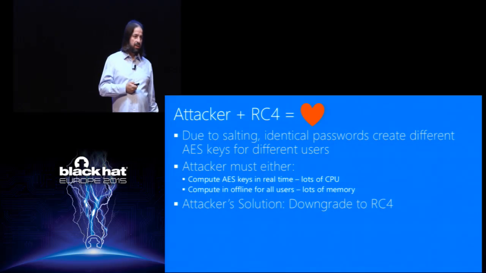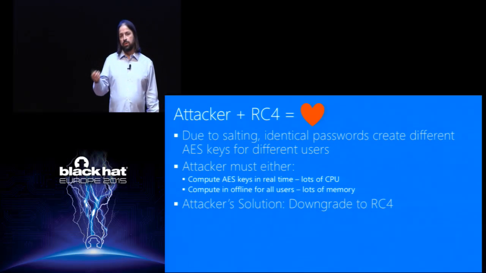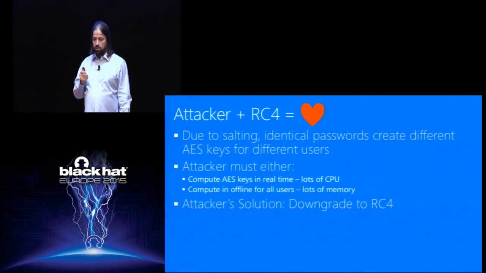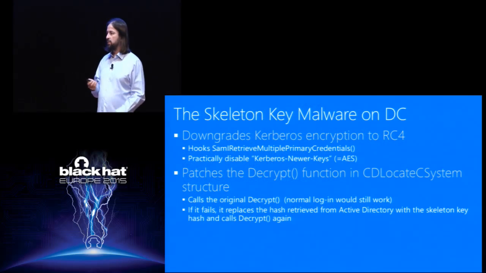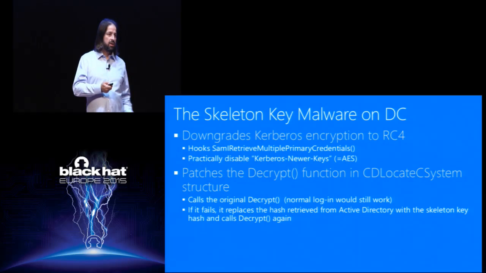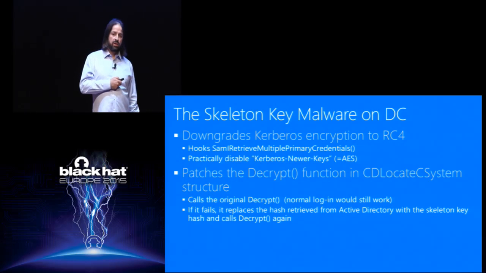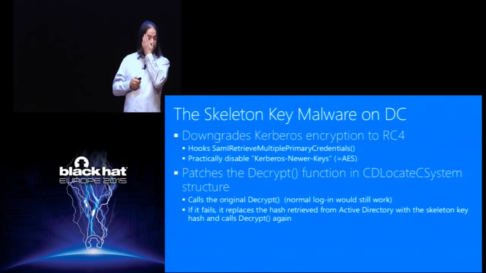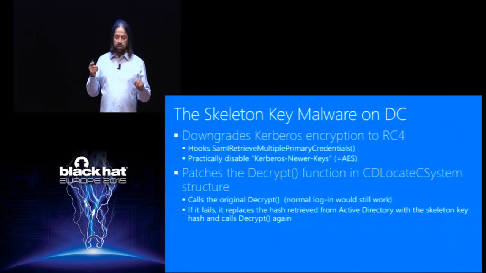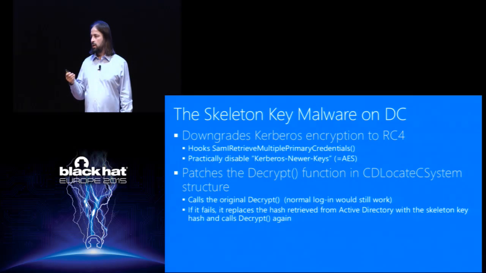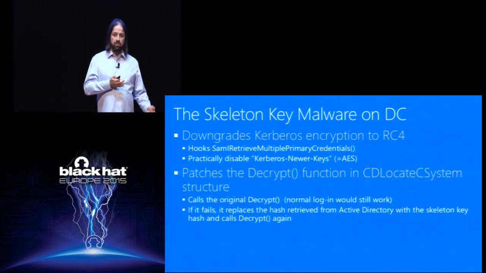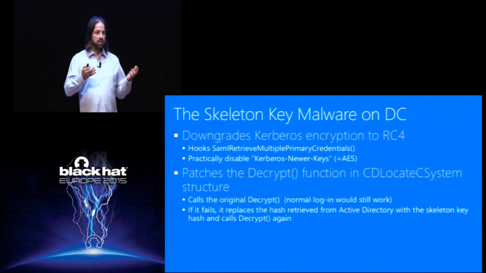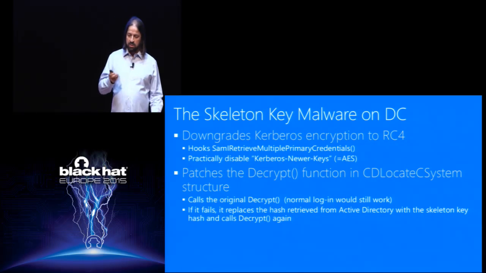What attackers do in this case is cause the domain controller to downgrade to RC4. And how do they do it? I said that the malware is cool. What it does is actually patch in memory the code of the domain controller. One function which it patches is the function which checks whether the user has what are called Kerberos long-term keys, which are basically AES keys, and it returns false, therefore rendering those keys practically non-existent.